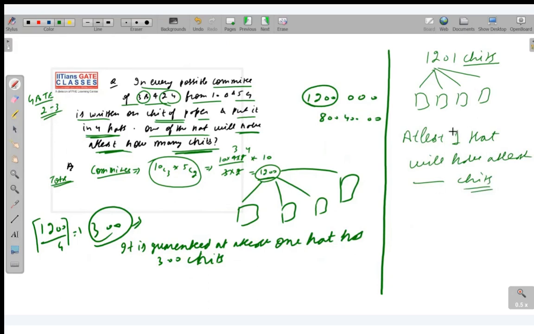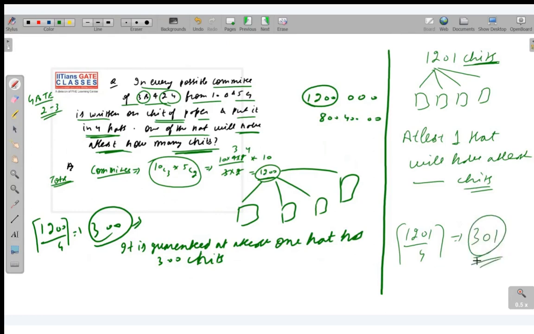So you will say 1201 divided by 4. Now it is confusing because 1201 is not divisible by 4, so you have to take either ceiling or floor. Because the number of chits is involved, I cannot take 0.2 chit or 0.1 chit, so the number should be whole. So I will say the ceiling function, that means 301 will be my answer.